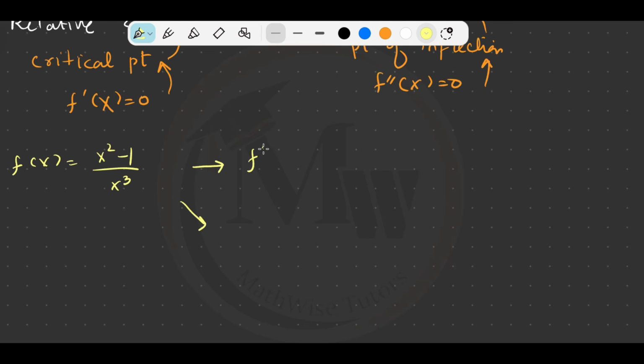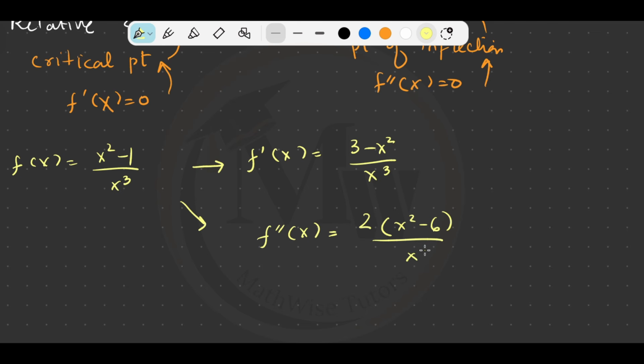So after using the quotient rule, the first derivative of the function is (3 minus x squared) over x cubed, and the second derivative of the function, after using the quotient rule, will be 2 times (x squared minus 6) divided by x to the power 5. Okay, so we have found these two derivatives, the first derivative and the second derivative. You can find them using the quotient rule.